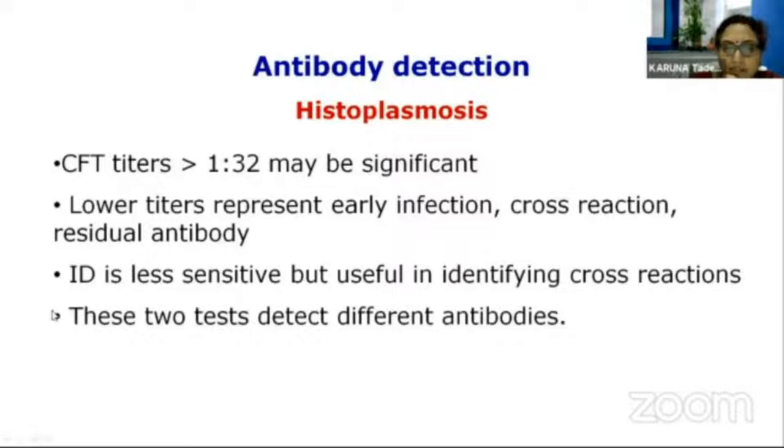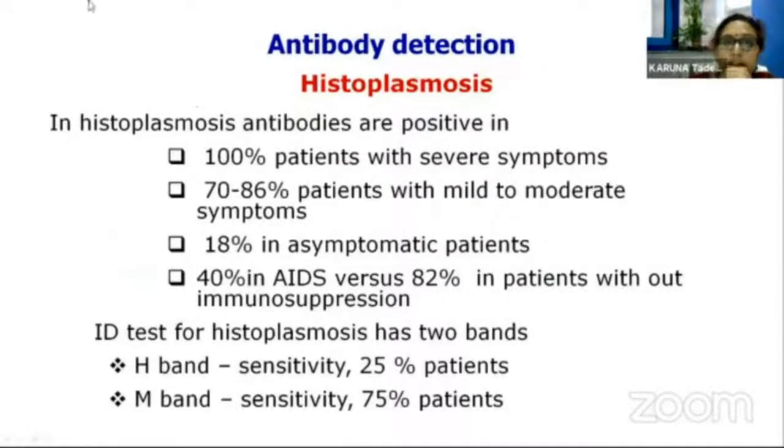So we are seeing that these two tests detect different antibodies. In histoplasmosis, antibodies are positive in severe symptoms: 100% of the patients with severity will get positive results. 70 to 86% of histoplasmosis patients with mild to moderate symptoms will be positive for antibody detection, and 18% in asymptomatic patients. 40% in AIDS versus 82% in patients with or without immunosuppression.